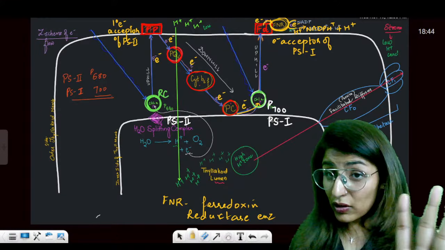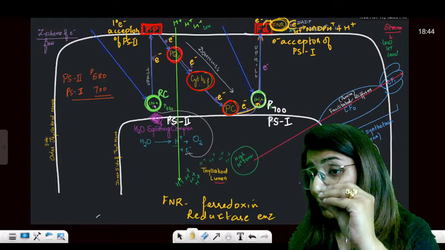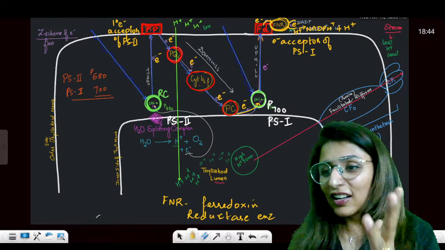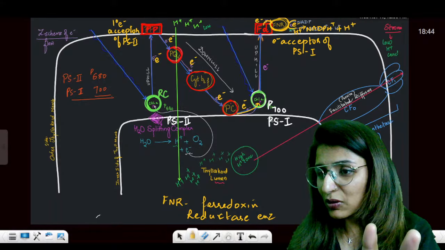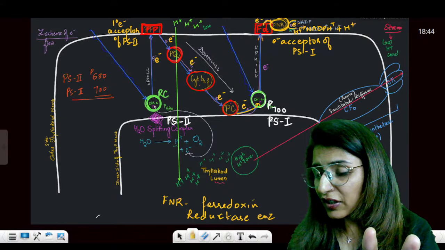So guys, I am already going slow, so that in case you have not been able to understand this whole tamasha of electrons, now I think you should be able to understand it. Yes? All clear? Ferredoxin reductase, yes.